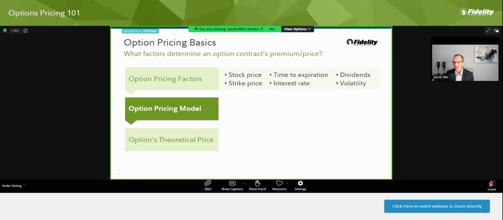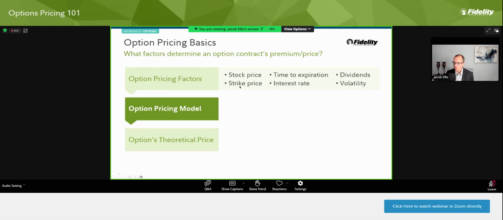But there are a few factors involved in options prices, and that's what we've listed here as these option pricing factors. The stock price, for example, is it a $1,000 stock price? Is it a $10 stock price? That's going to make a difference in the relative value of the options.